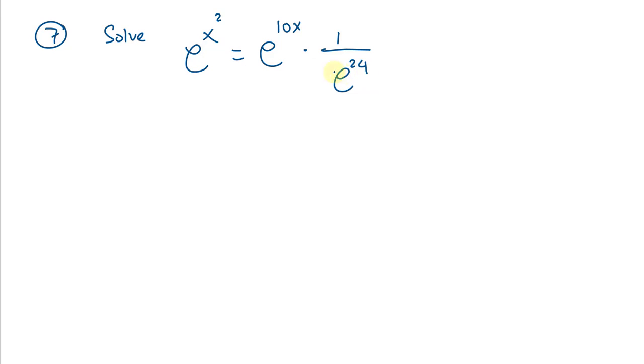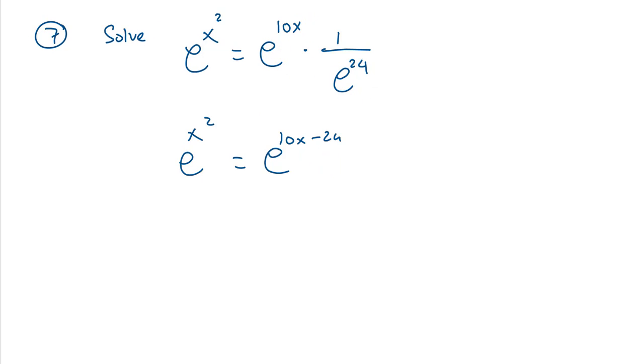Okay, the last question, 7. Again, solve the equation. This one we're solving e to the power of x squared equals e to the 10x multiplied by 1 over e to the 24. Now before we can solve anything, we see that they have the same base, base e. So let's simplify the right hand side. They have the same base, so you subtract the exponents because this is the division side. Using the exponent rule, I keep the same base and subtract the exponents.